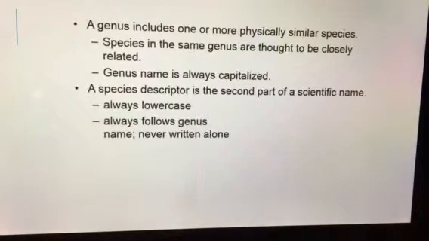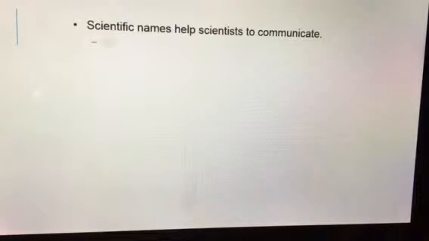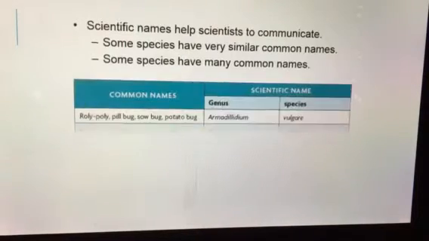Now, this is really important because the Linnaean classification system was the basis for this, and it helps scientists not only to communicate how these species are named, but it gives them a similar name so that we know what they are. We're not calling it something different in Europe and Asia than we call it in the United States. It's all the same, and so it allows us to communicate. Some species have very similar names. However, that's why we have our common names too.